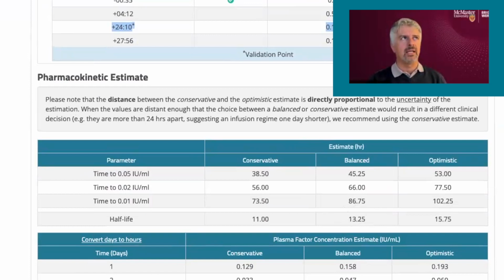So let's check what was the original estimate. The original estimate told me that the half-life was 12.75. The updated one tells me it is 13.25. So it is half an hour longer after adding this information.